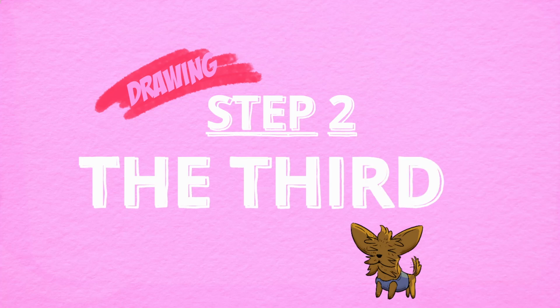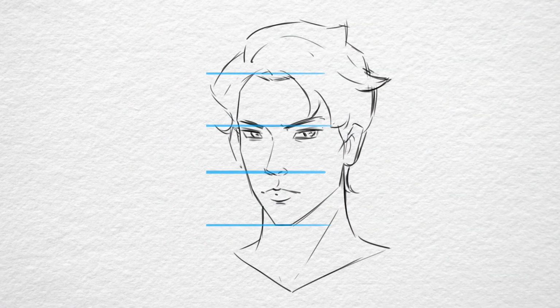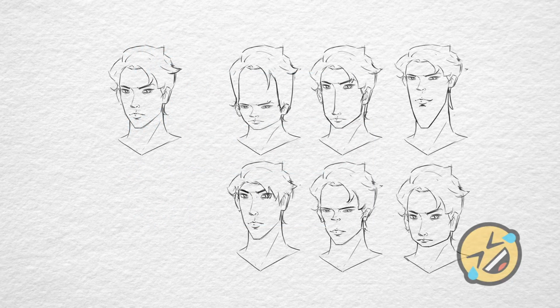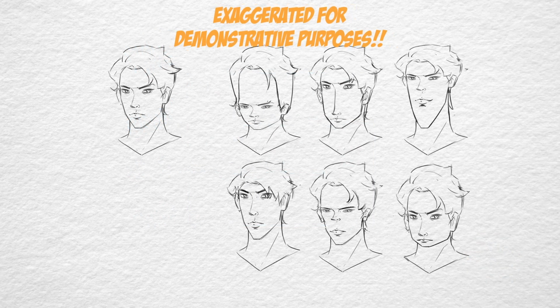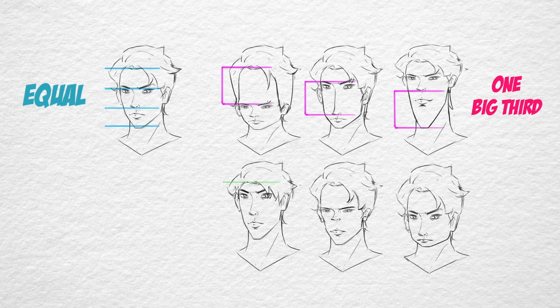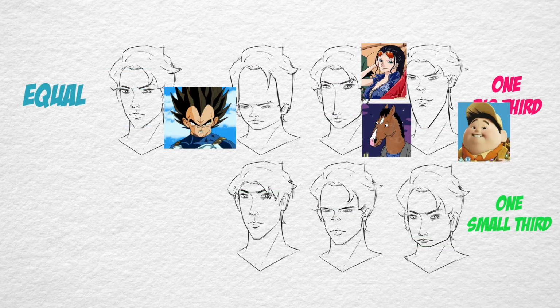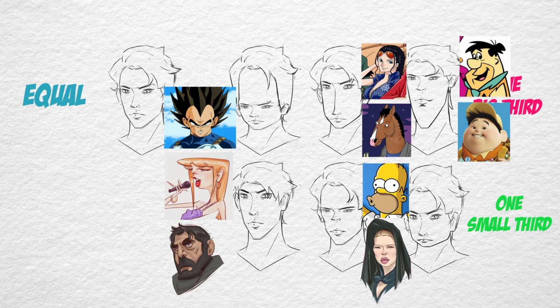Step 2. The thirds. The average face is roughly composed of 3 equal thirds. In this simplified cartooning method, we will choose one of the following 3 scenarios. All thirds are equal, one of the thirds is bigger, or one of the thirds is smaller. Keep in mind that most people's faces don't deviate too much at all from the average.